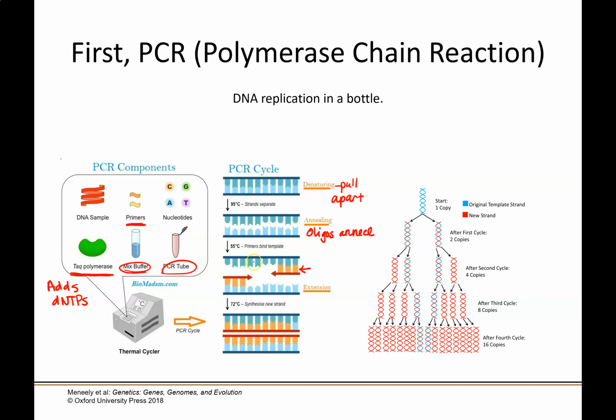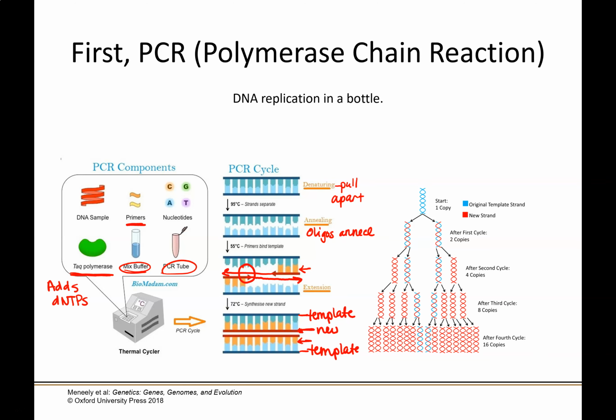Then Taq polymerase comes in, and we'll talk about this more in the next chapter when we talk about replication, but Taq polymerase comes in, binds to the strand, and then copies it. It adds those dNTPs in the extension phase, and what we end up with are these two newly copied strands. These outside ones were the template that was pulled apart, and inside we have the new strands.